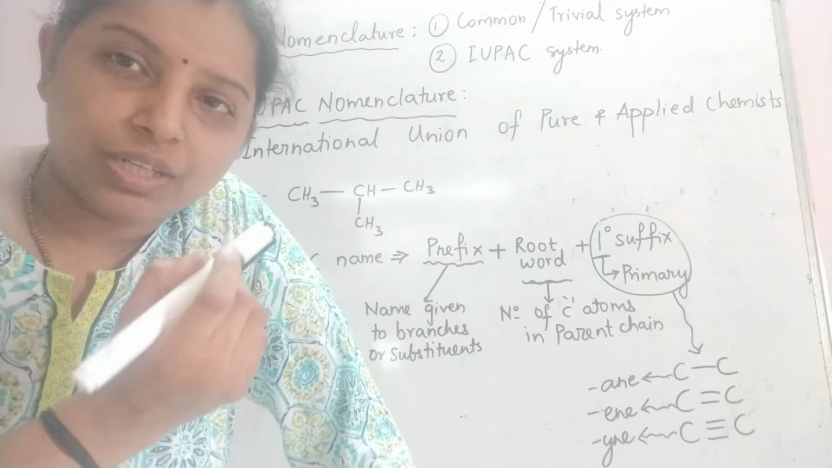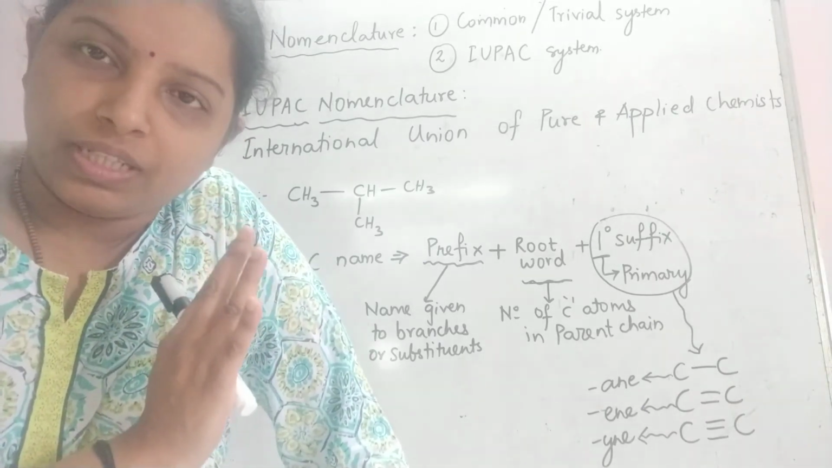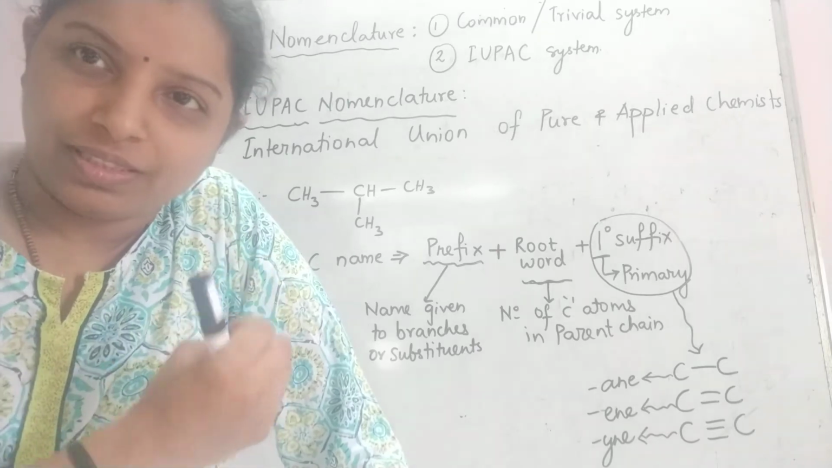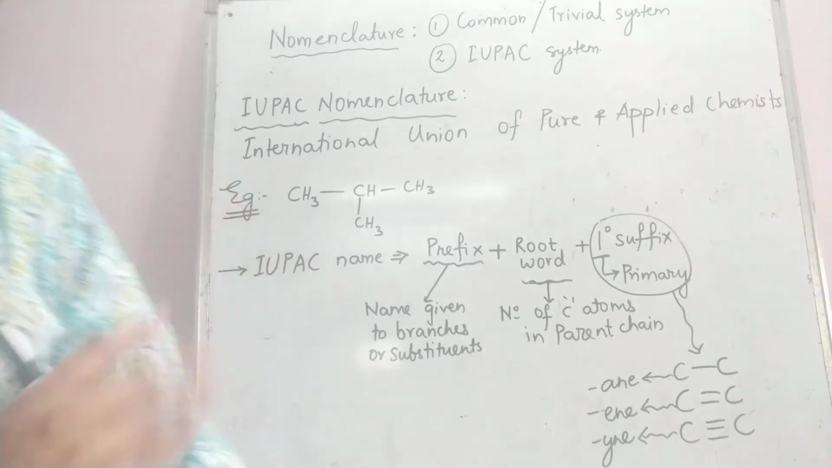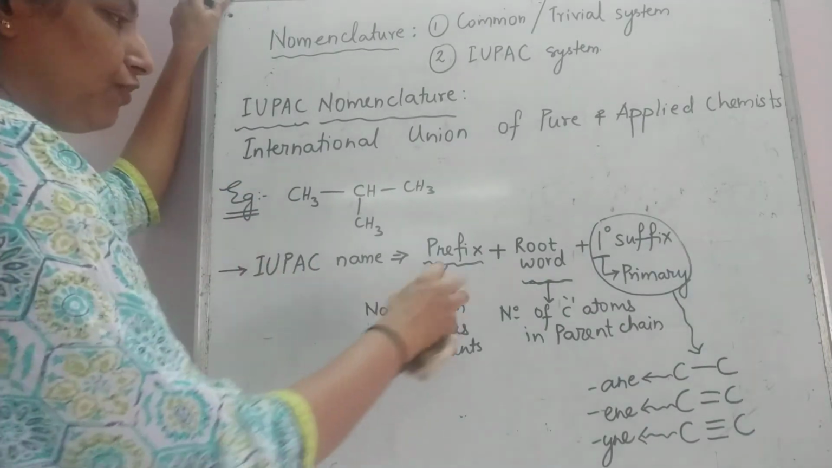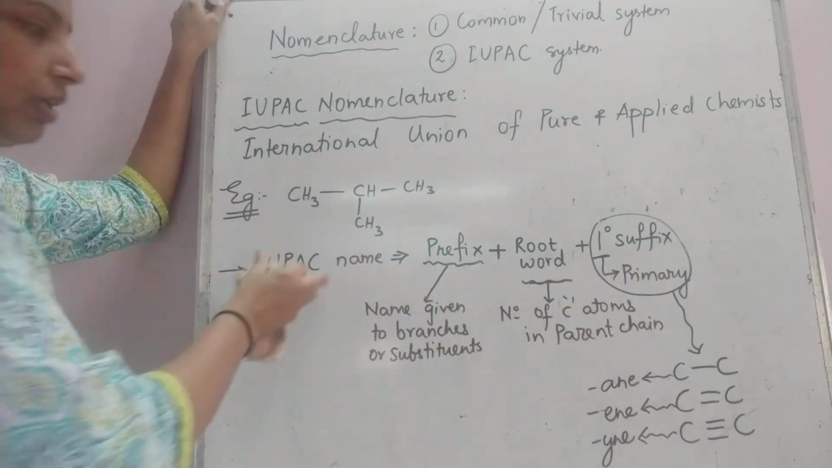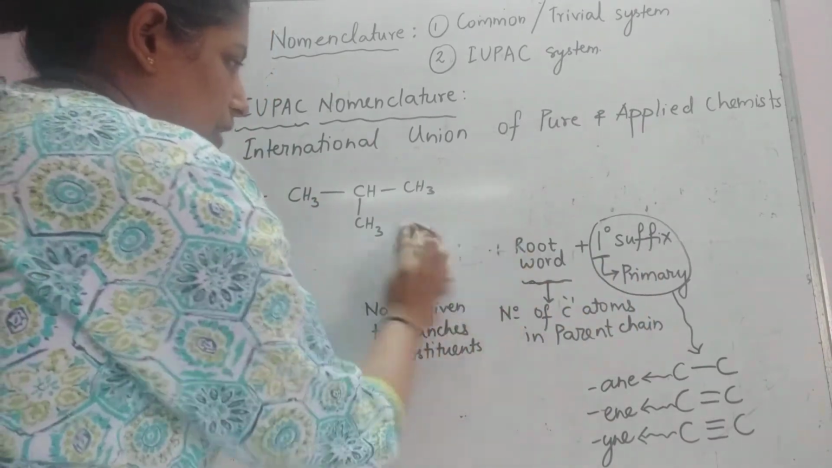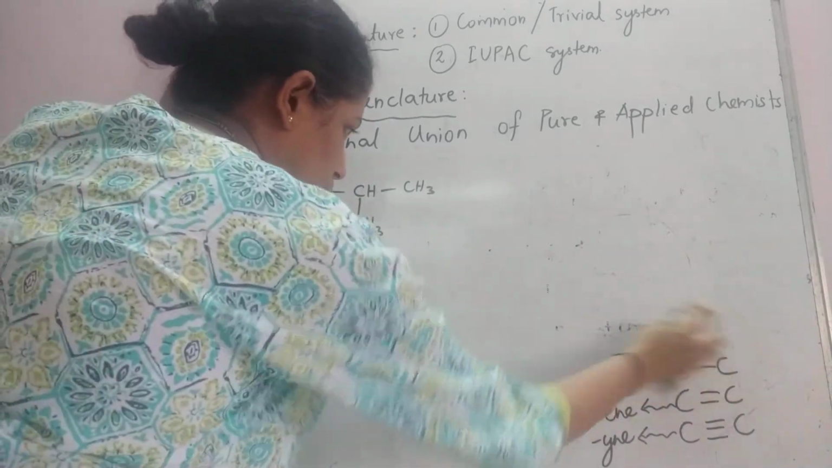So some functional groups, active groups, are there whose names we do not write as suffixes. They are written as prefixes. So we will be learning that also. Currently let us focus on our example, and we will be using prefix, root word and primary suffix to name this compound. Now what is the first step to write the IUPAC name of any given compound?